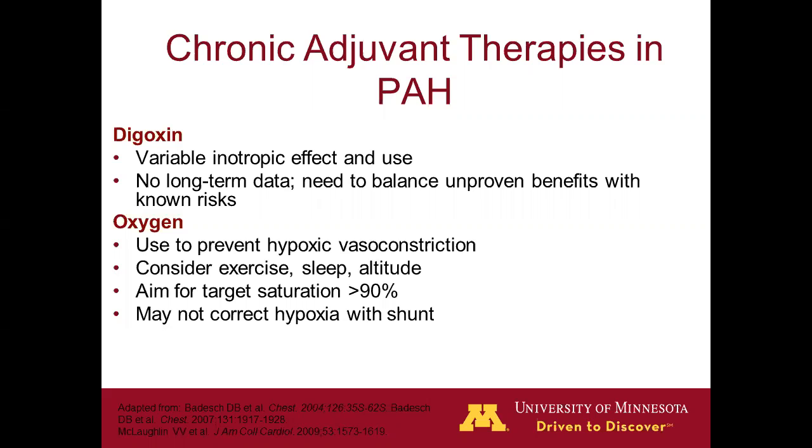The last reason is coexisting lung disease, because sometimes these scleroderma patients can have lung disease and be hypoxic from that. So we don't want them to be hypoxic. We don't tolerate any oxygen saturation less than 90%. We put them on oxygen.